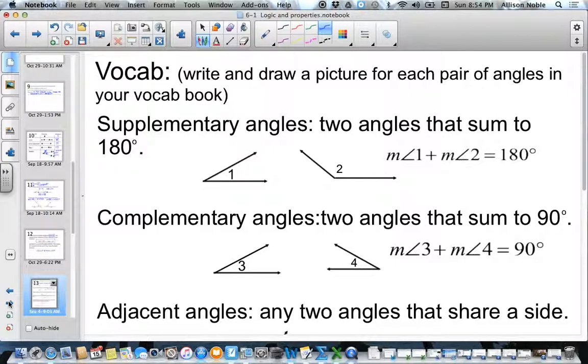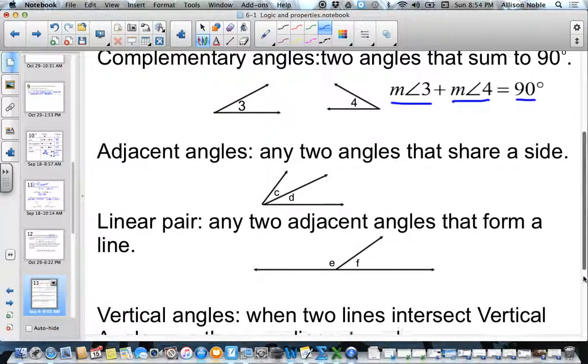So supplementary angles are two angles that add to be 180 degrees. So the measure of angle 1 plus the measure of angle 2 equals 180. Complementary angles are two angles that add to be 90 degrees. So the measure of angle 3 plus the measure of angle 4 would be equal to 90 degrees.